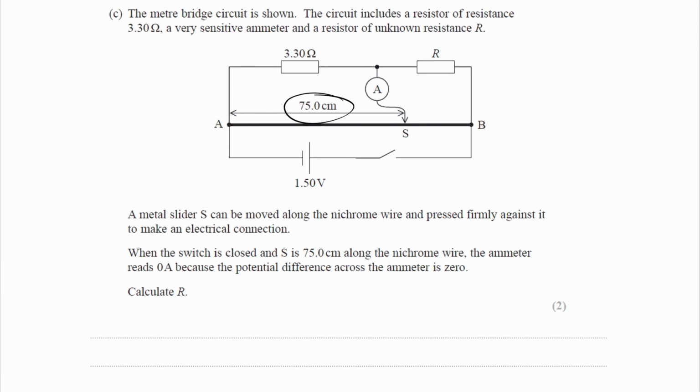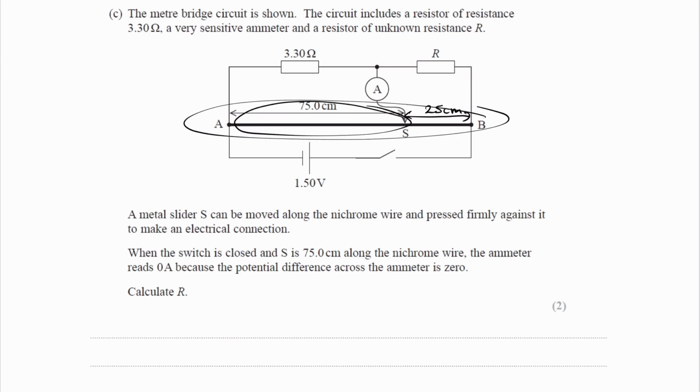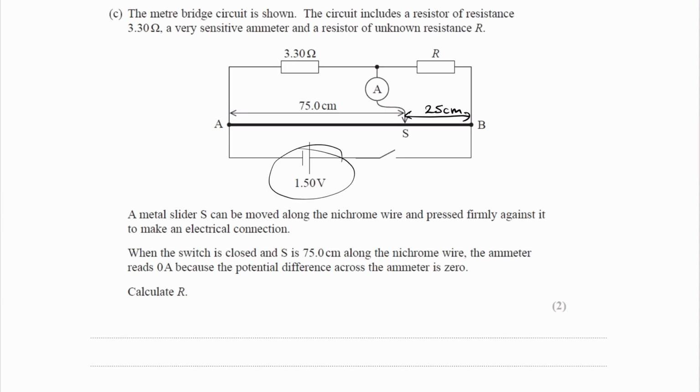So if this is 75 centimeters, this will therefore be 25 centimeters. And this is a ratio of 3 to 1. We already worked out in the previous part that across this portion of the wire, because that represents 3/4 of the total resistance in this wire, it therefore gets 3/4 of the voltage. You will have 1.125 volts here and 0.375 volts there. And I got that 0.375 from doing 1.5 minus the 1.125 volts.